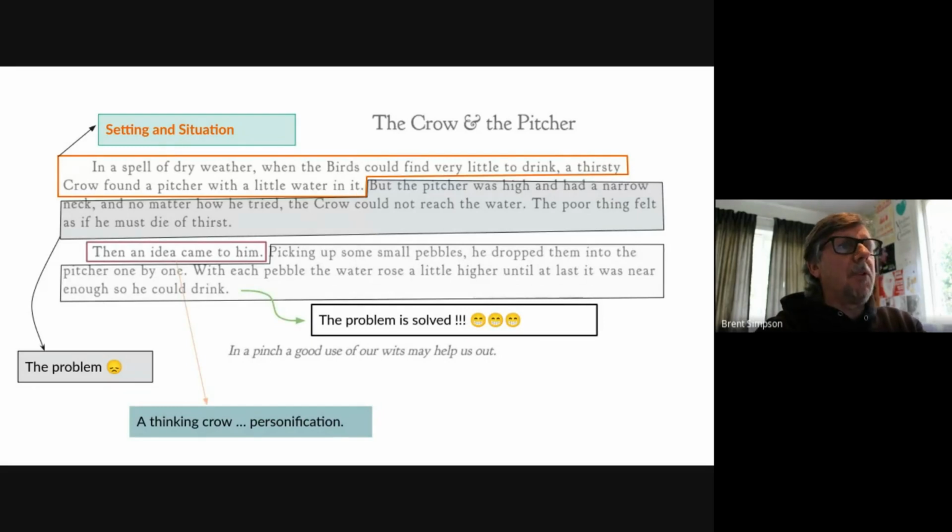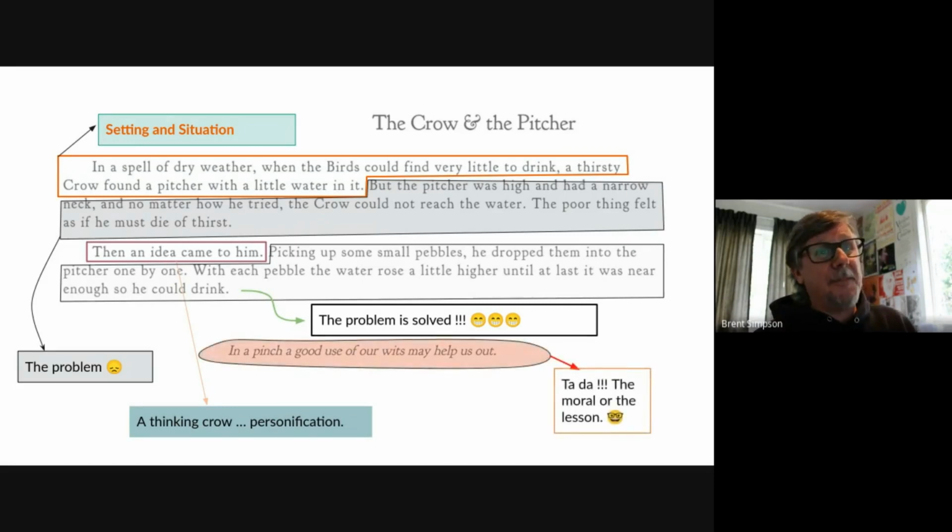And picking up some small pebbles, he dropped them into the pitcher one by one. With each pebble, the water rose a little higher until at last it was near enough so he could drink. And here it is. The problem has been resolved. He solved the problem by putting the pebbles in it. And that, people, ta-da, is the moral or the lesson of the crow and the pitcher.